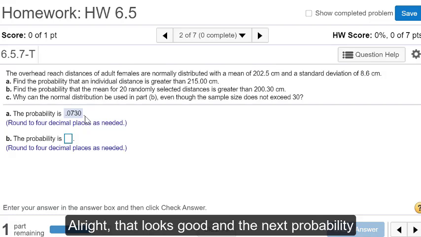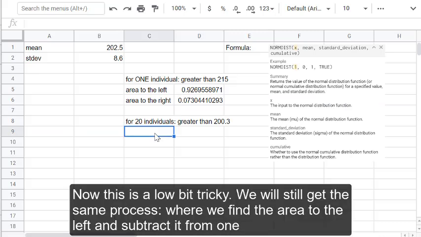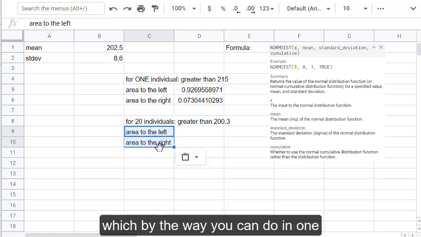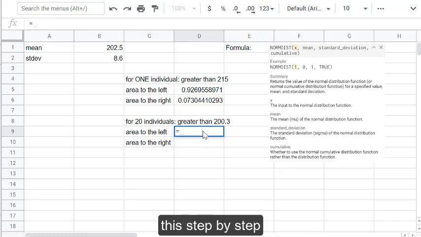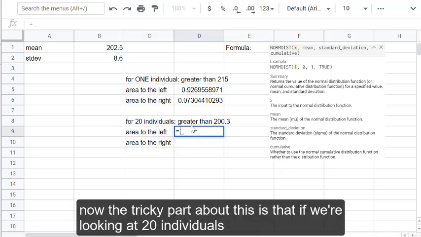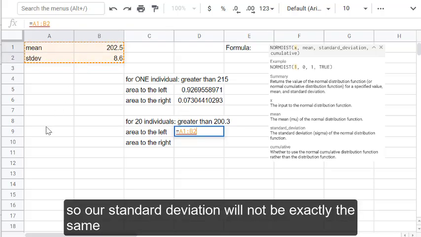Alright, that looks good. The next probability for 20 people. Now this is a little bit tricky. We will still get the same process where we find the area to the left and subtract it from 1, which, by the way, you can do in one command, but we will use this step by step. Now the tricky part about this is that if we're looking at 20 individuals, we're going to get a new standard deviation. So our standard deviation will not be exactly the same.